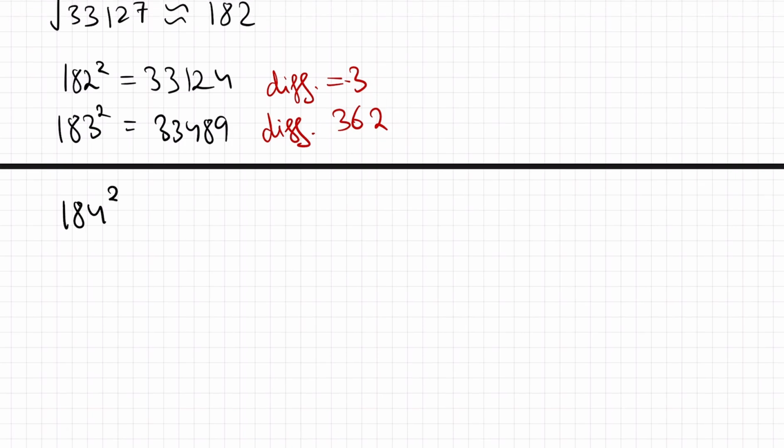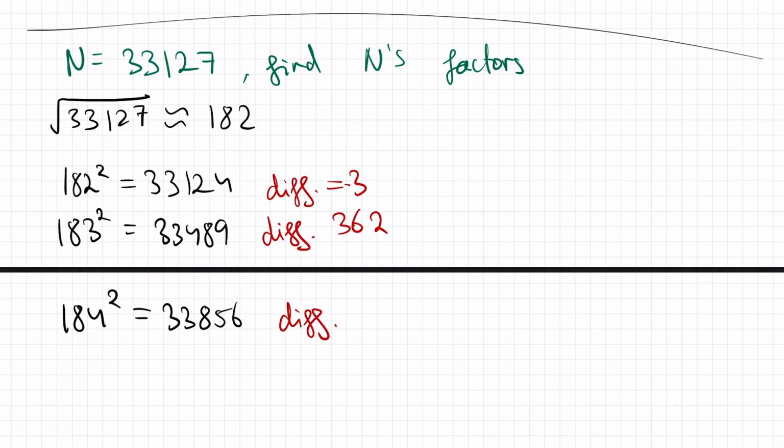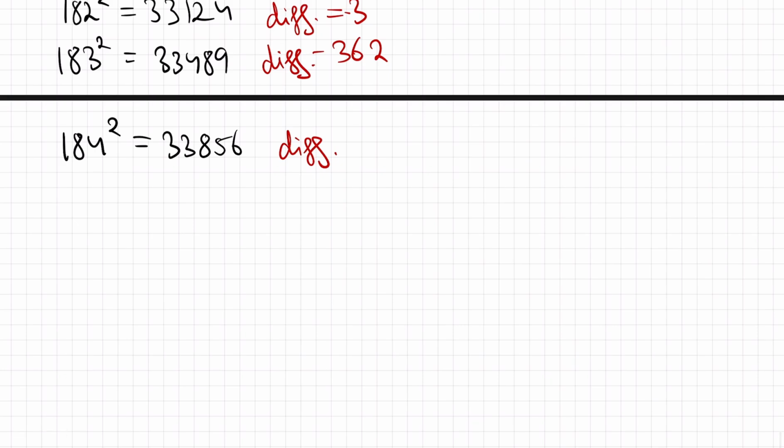So we'll try 184 squared. 184 squared gives us 33856. And now you'll see the difference to the original n, when we subtract it, is actually 729. And if you know your square numbers, you'll know 729 is a perfect square. It's actually the perfect square of 27.